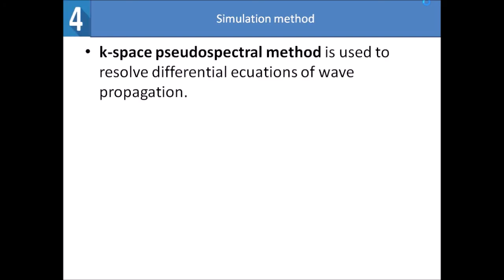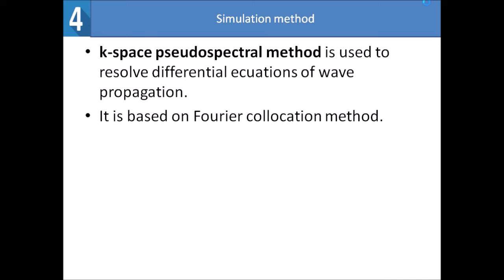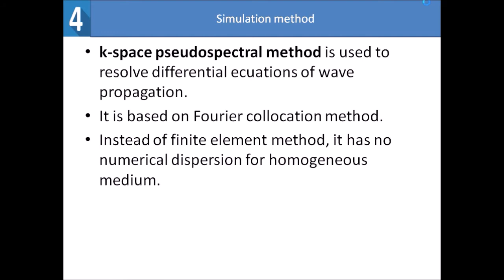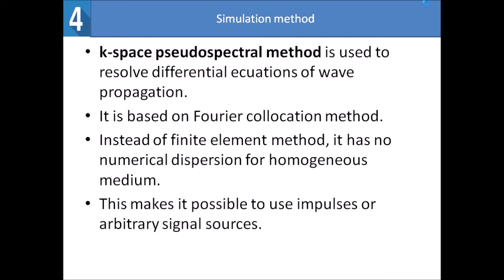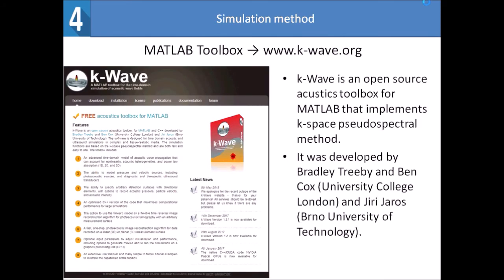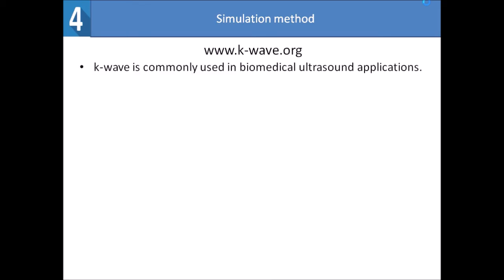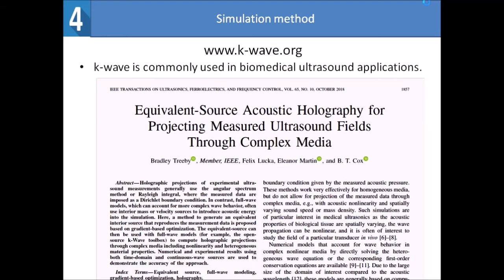The k-space pseudospectral method is used to solve the differential equations of wave propagation. It is based on the Fourier collocation method. Compared to the finite element method, it has no numerical dispersion for a homogeneous medium. This makes it possible to use impulse or arbitrary signal sources. k-Wave is an open-source MATLAB toolbox that implements the k-space pseudospectral method. It was developed 10 years ago by Bradley Treeby, Ben Cox, and others. k-Wave is commonly used in biomedical ultrasound applications.